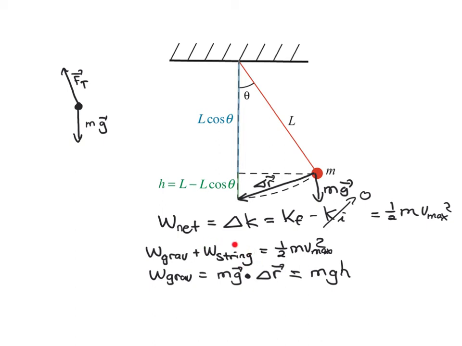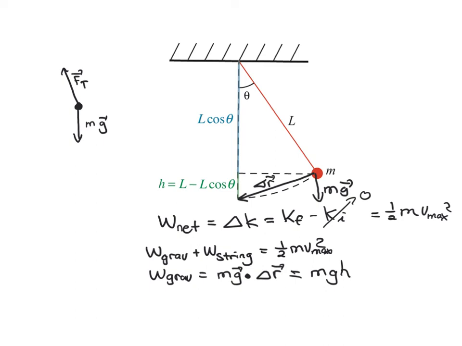Now we need to calculate the work done by the string as the mass moves from its initial position to its final position. Well, in this case, the force is not constant. The direction of the force is changing and the magnitude of the force is changing. So you might think it's pretty complicated, but in fact, it's quite simple because as the mass moves along this circular arc, the tension force is always perpendicular to the displacement.